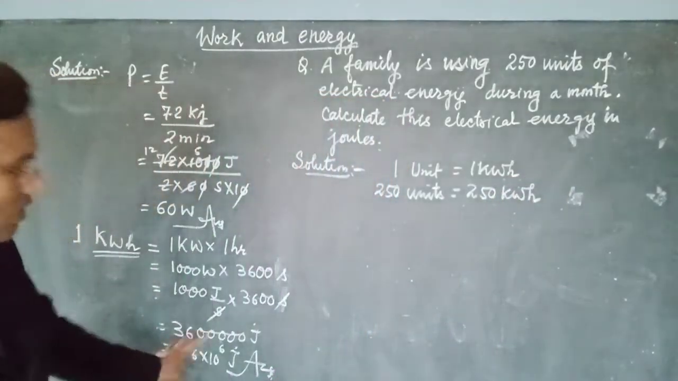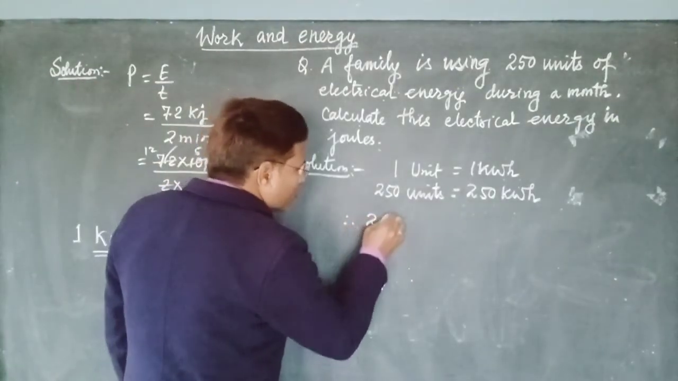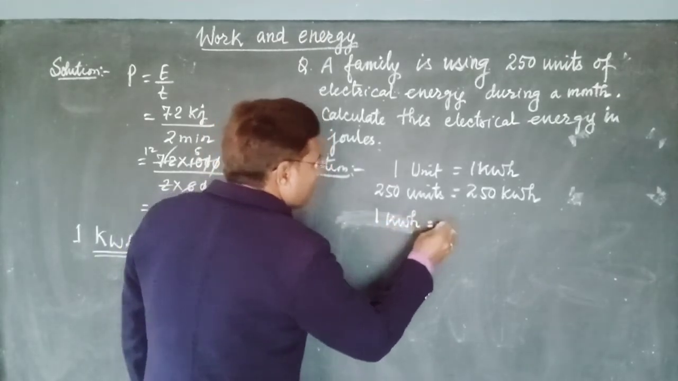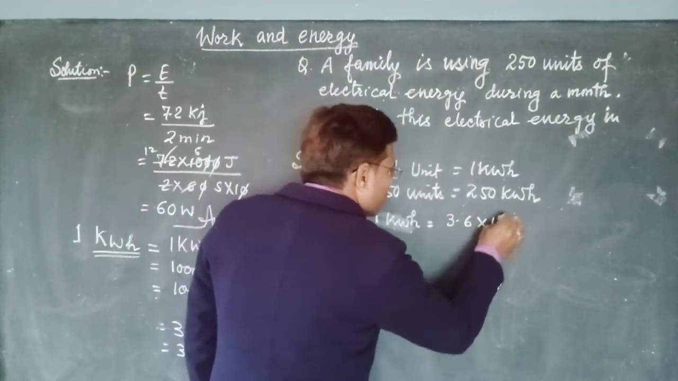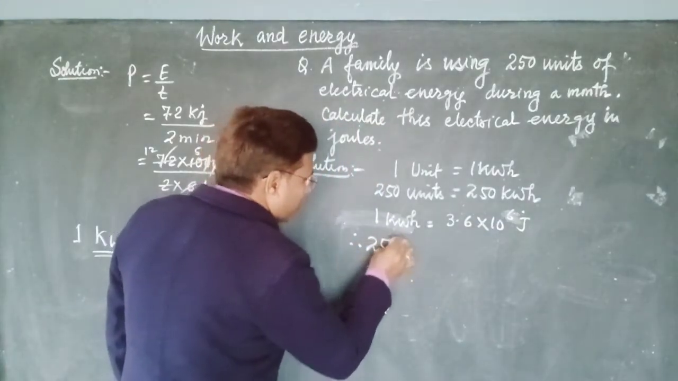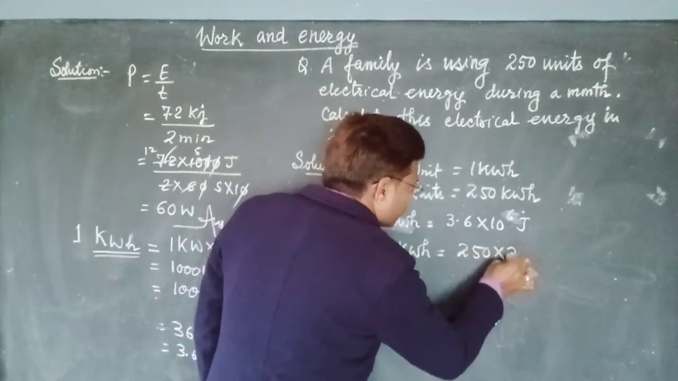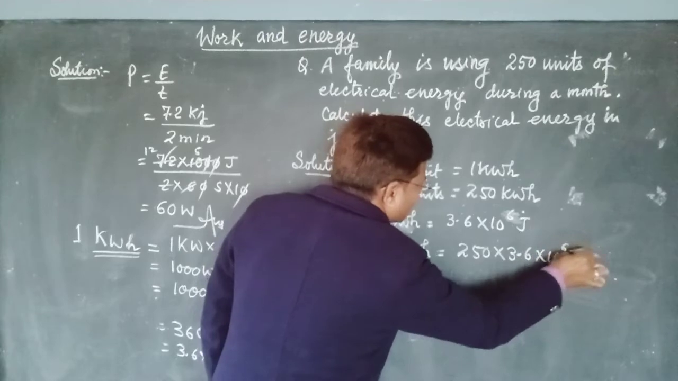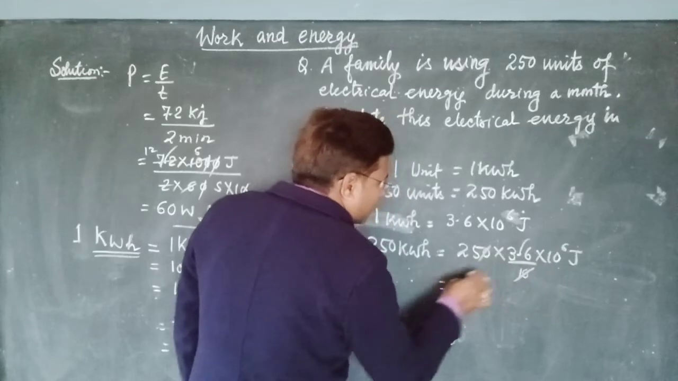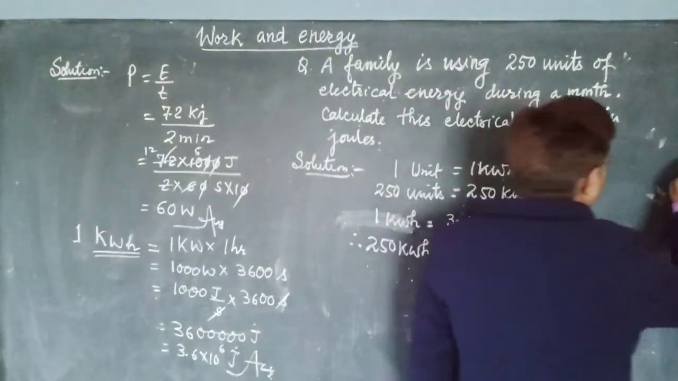And we know 1 kilowatt hour is equal to 3.6 into 10 to the power 6 joules. Therefore, 250 kilowatt hour is equal to 250 into 3.6 into 10 to the power 6 joules. We remove this decimal, 10 will come here, this 10 cancels, then you multiply 36 into 25.